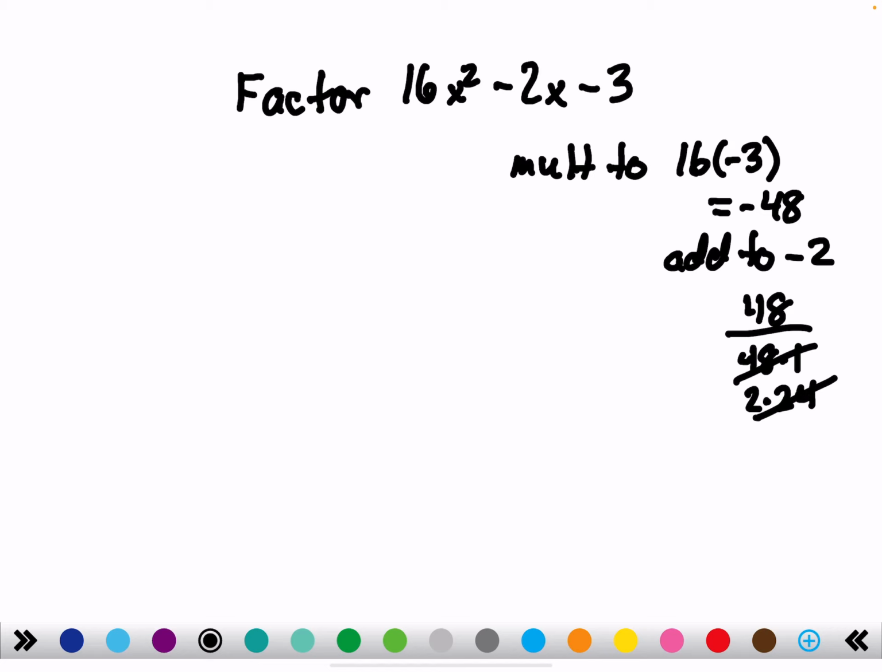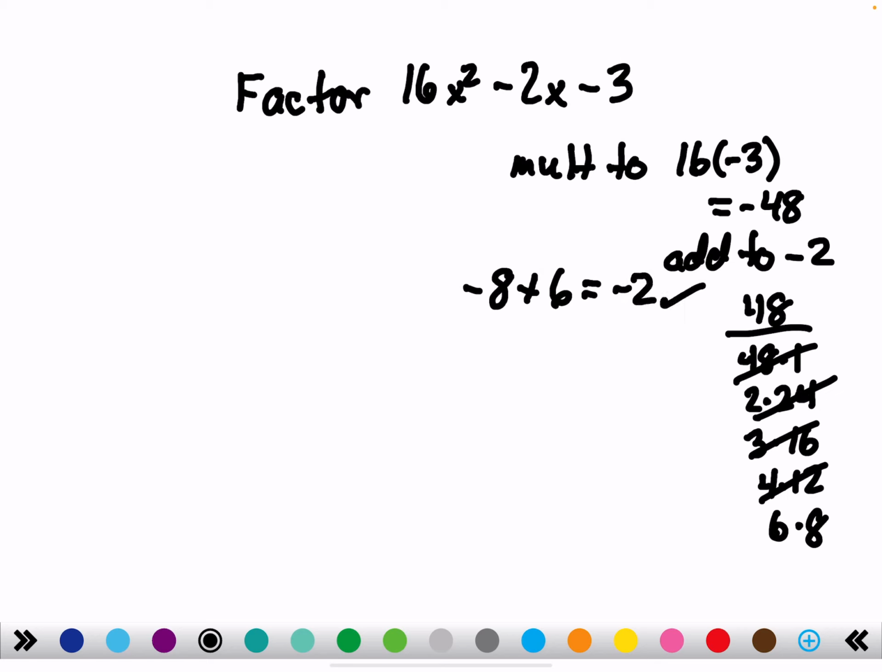2 times 24, too big. 3 times 16, too big. 4 and 12, too big. 6 times 8, bingo, because 8 minus 6 is 2. They're 2 apart. Now the 2 has to be negative, so that means the larger of the factors, the 8, has to be negative, because negative 8 plus 6 is negative 2. Boom. So our numbers are negative 8 and positive 6.